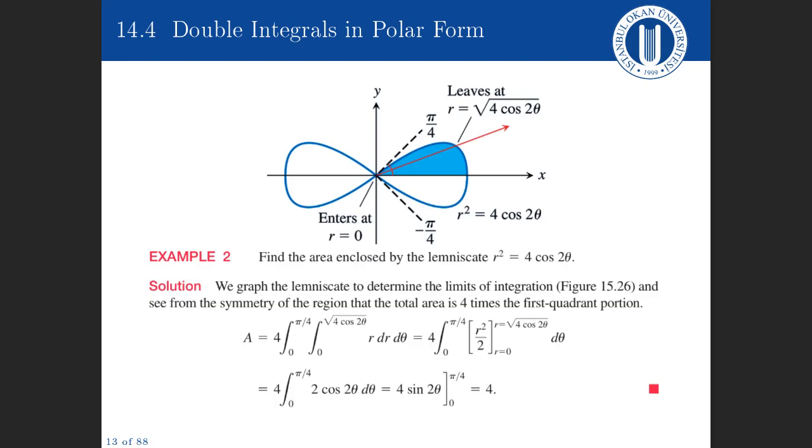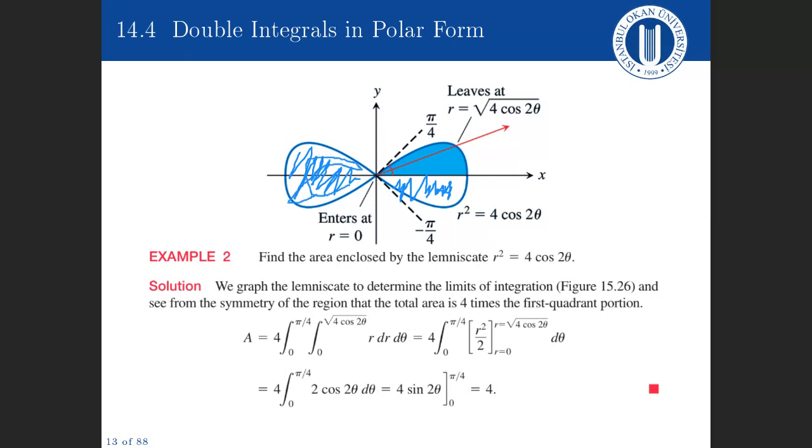Another example from the book. Find the area which is enclosed by the lemniscate r squared is equal to 4 cos 2 theta. Now, in this picture, we're asked for all of the area which is inside this shape. So if I color it in, we're asked to calculate all of this blue area.